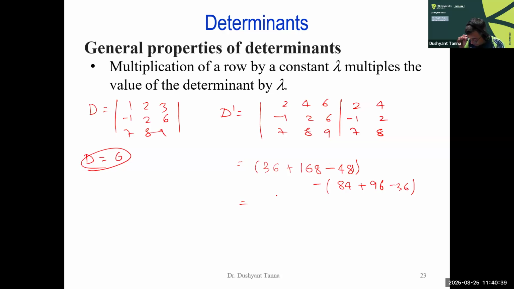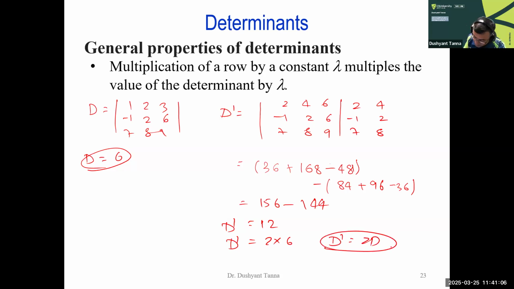Okay. So that will be 168 minus 48 is 120 plus 36 is 156 minus 96 minus 36, that's 60 plus 84. 60 plus 84 is 144. And the answer is 12, which is 2 times 6. So D dash is 2 times D.